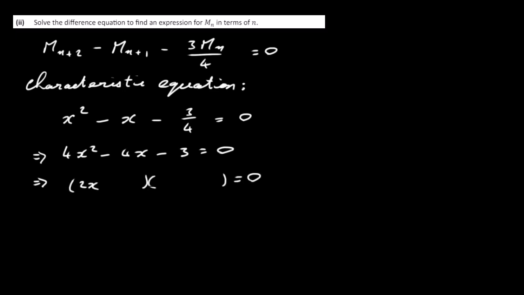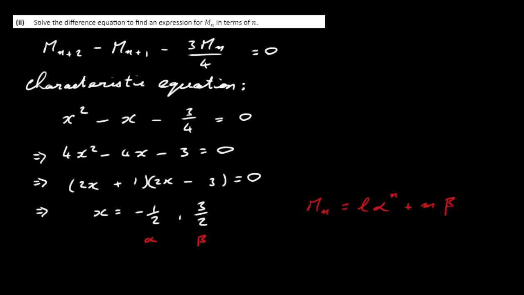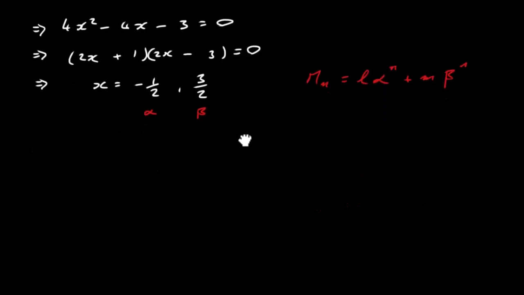So it's going to be 2x times 2x, and then we've got 3 times 1, it's plus times minus. That'll give me x is equal to minus a half and 3 over 2. So these are my two values. This is alpha and beta, which I'm going to put into the solution. And our solution will be in the form Mn is equal to L times alpha to the power of n plus m times beta to the power of n. So let's just put those in.